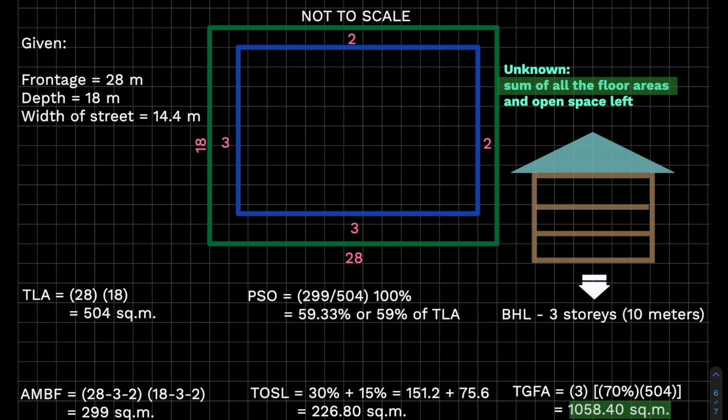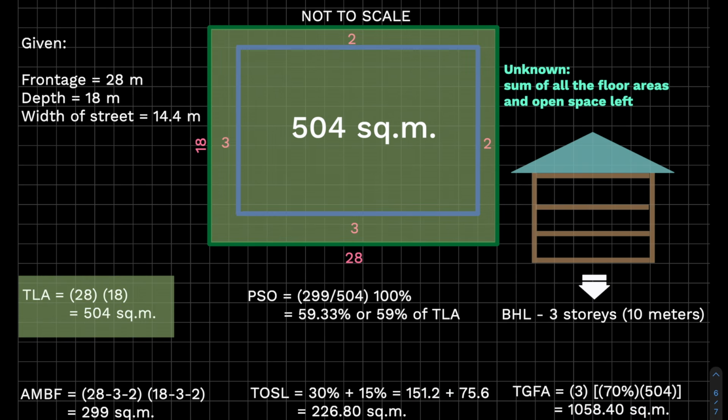Now we know that the sum of all the allowable floor areas per the code is 1058.40 square meters, and the total area of the open space left will be the ISA, which is 151.2 square meters. Let's have a quick visualization of the answer so you'll understand the computations graphically.